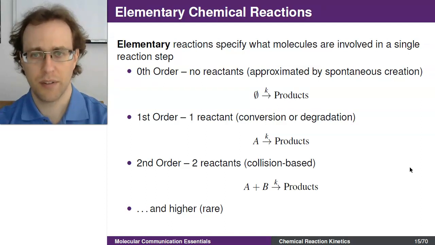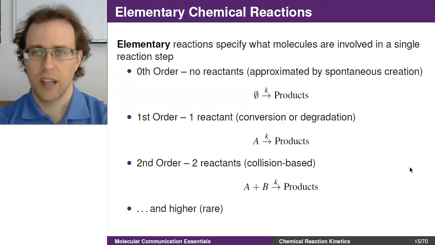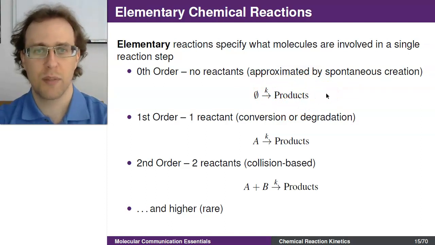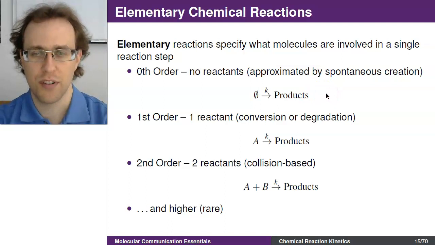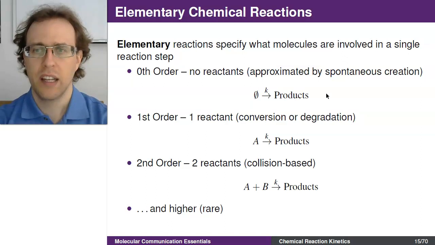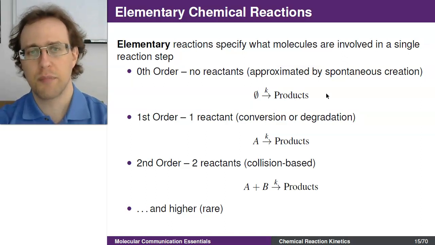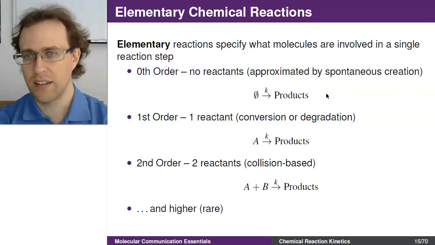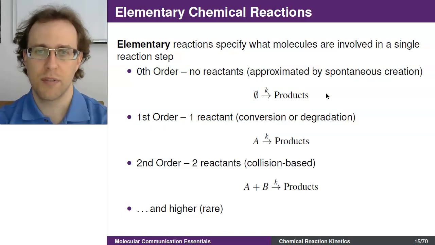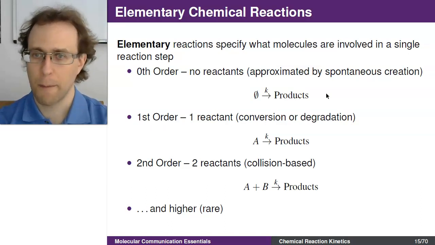The possibilities of elementary reactions are 0th order, which is when we have no reactants whatsoever and we end up with a creation of products. Generally this is an approximation, because we don't have spontaneous creation. But if there's a very large bulk of a reactant and we can approximate the creation of the product as a process whose dynamics doesn't change with time, then it's possible to represent it as a 0th order reaction.